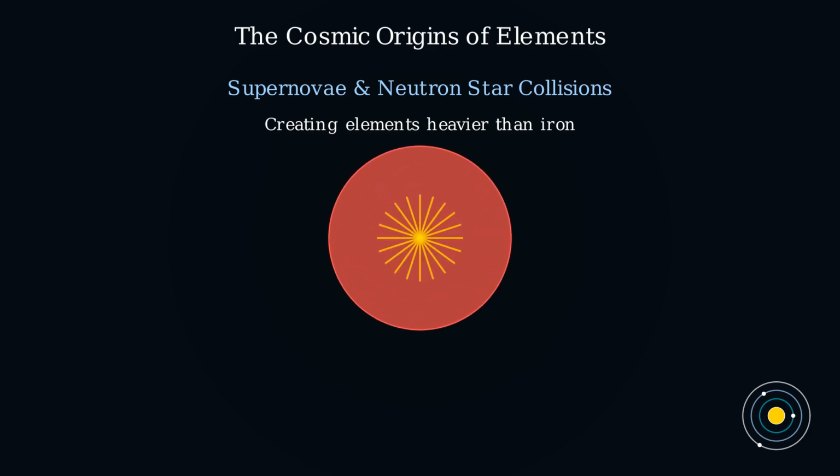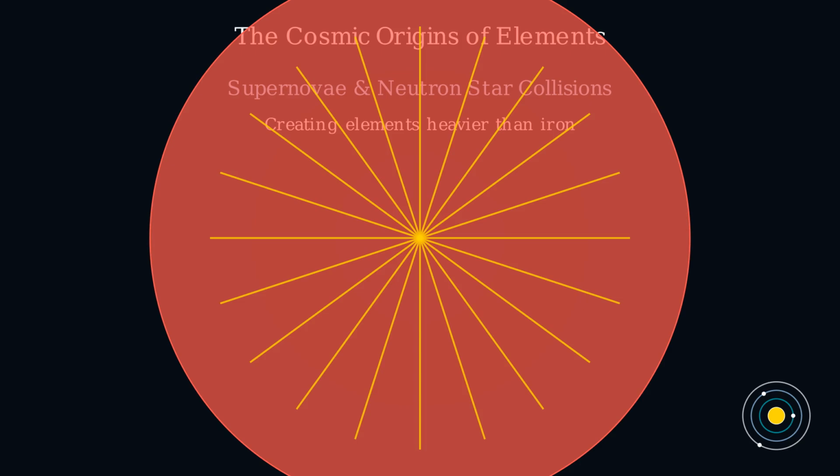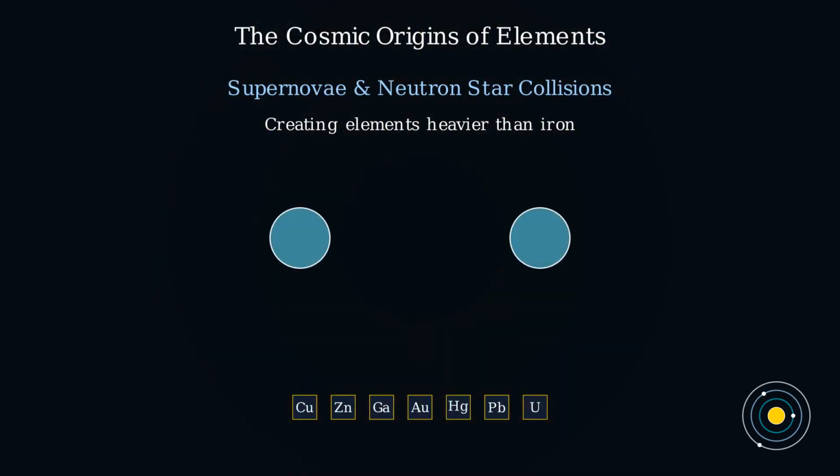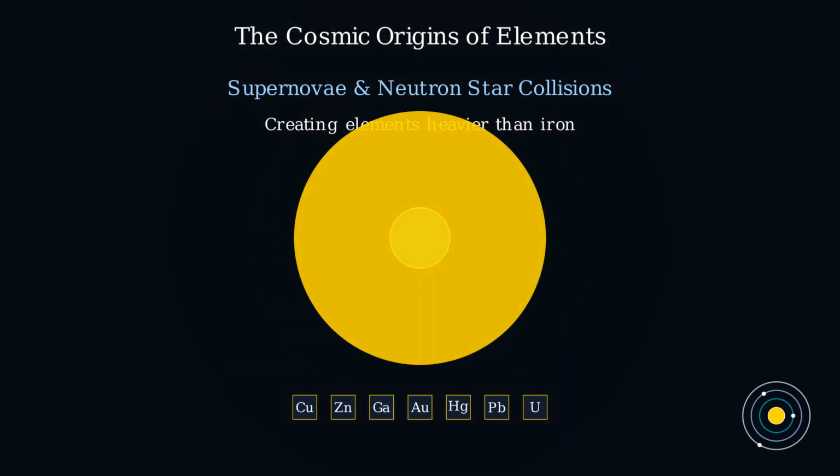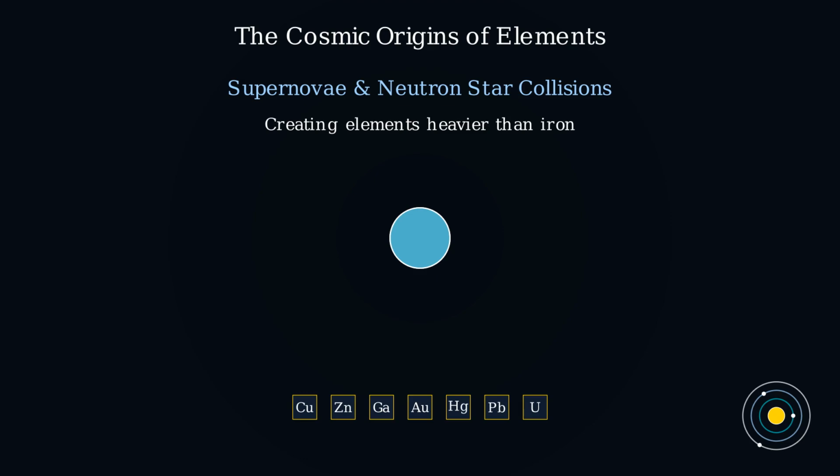When massive stars exhaust their fuel, they explode in spectacular supernovae, reaching temperatures and pressures high enough to forge heavy elements. These cosmic explosions create elements like copper, zinc, and gallium through processes called the R process and S process. Even the heaviest natural elements like gold, mercury, lead, and uranium were forged in these stellar cataclysms. Recent discoveries show that when neutron stars collide, they also create heavy elements, particularly gold and platinum.